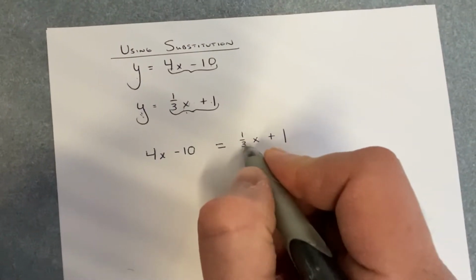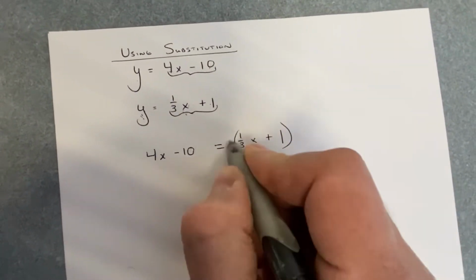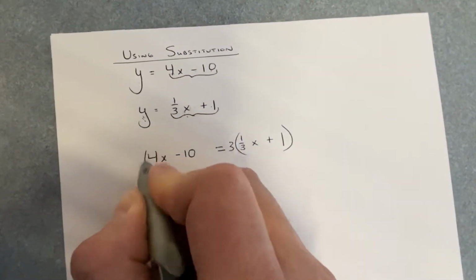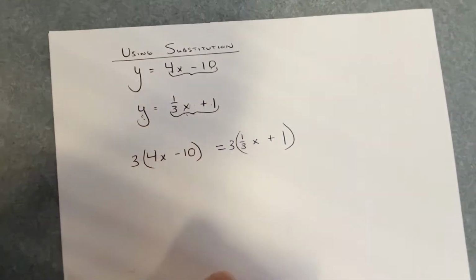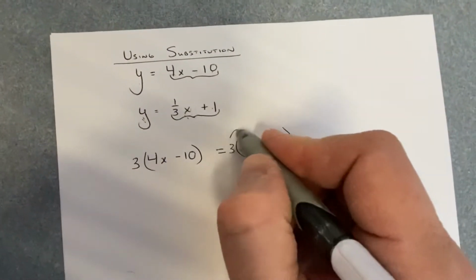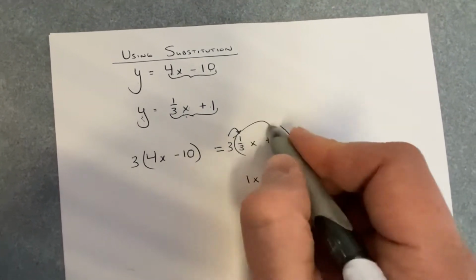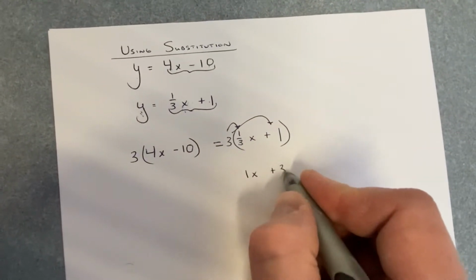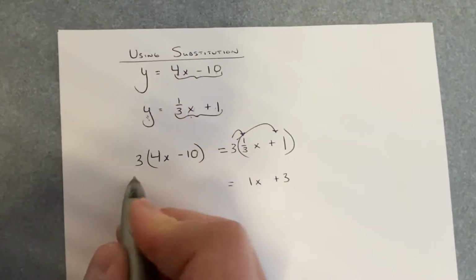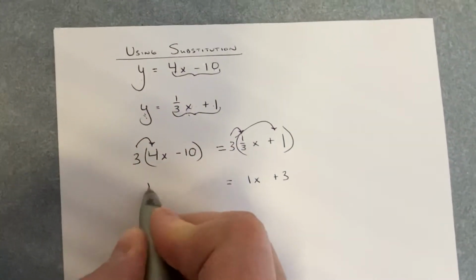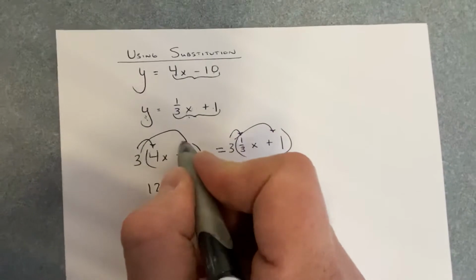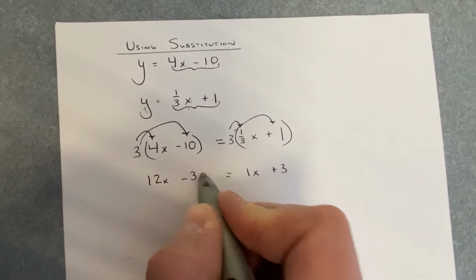So that means if I have a third, I've got to multiply this expression by 3. And if I do that, I've got to multiply this expression by 3. And so when I multiply 3 times 1/3, I get one single x. 3 times 1 is going to give me 3. On the other side, 3 times 4x is going to give us 12x. 3 times -10 is going to give us -30.